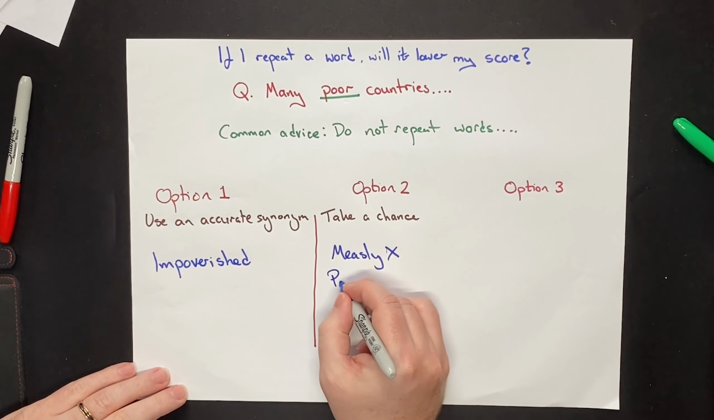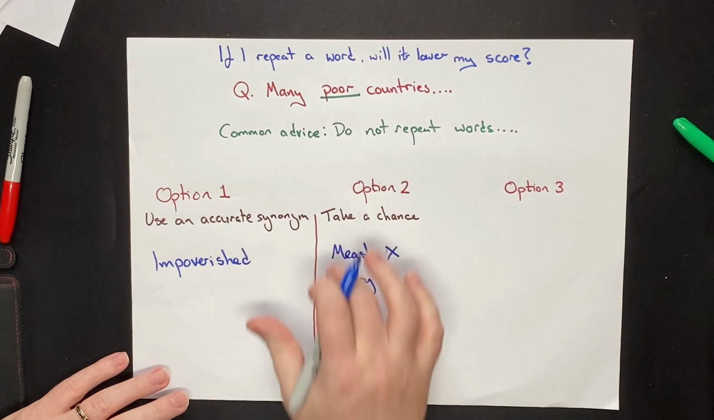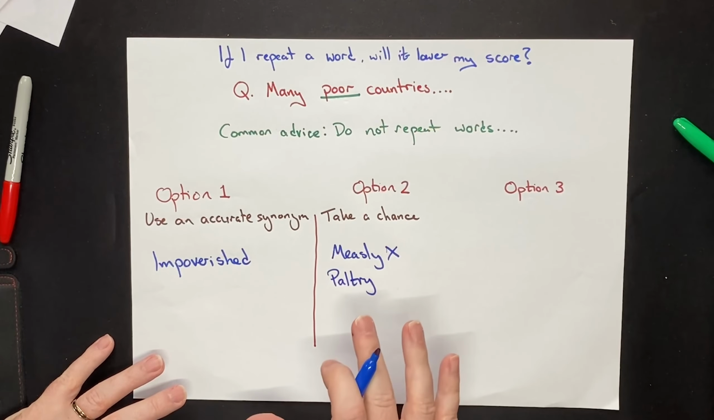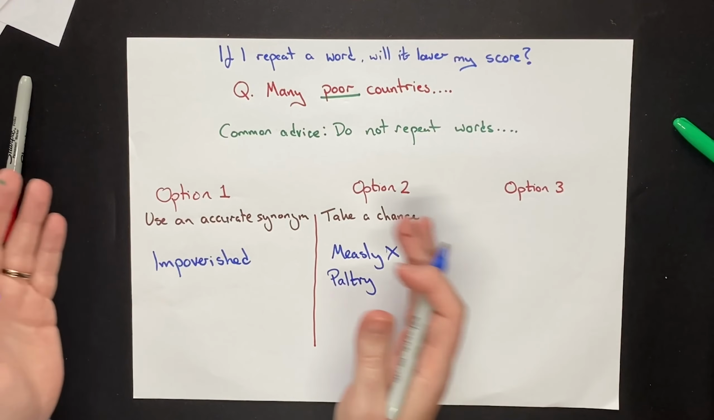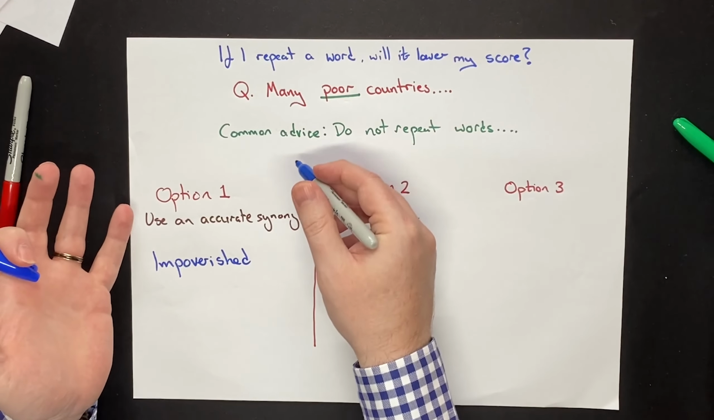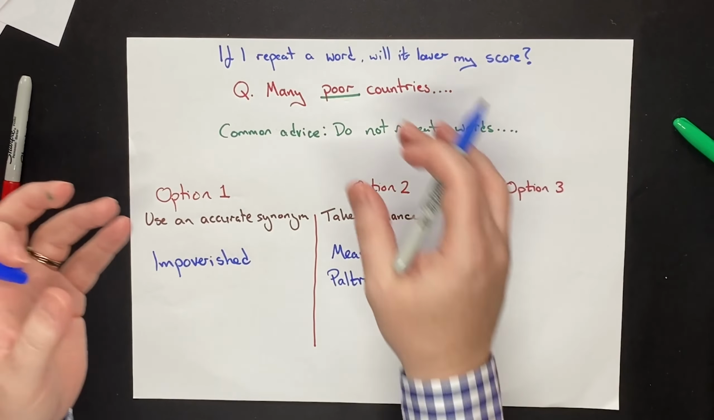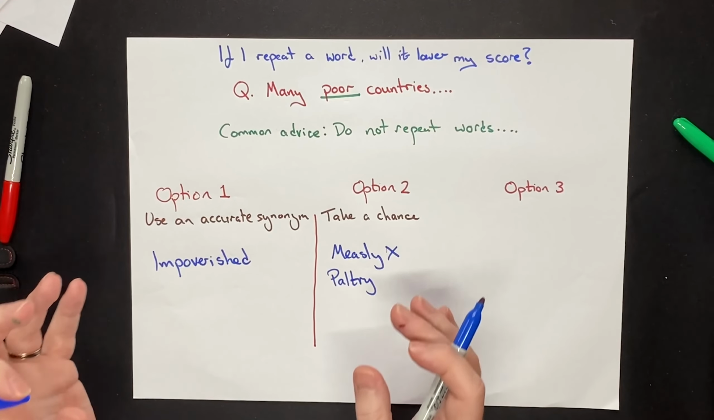Or you might change it to something like paltry. Again, they are synonyms, but they mean very different things. There are close synonyms, synonyms that mean basically exactly the same thing. And then there are very loose synonyms. They are synonyms, but they don't really mean the same thing.